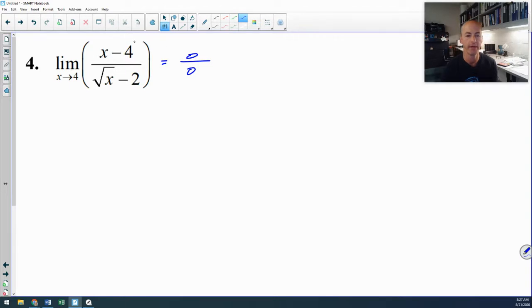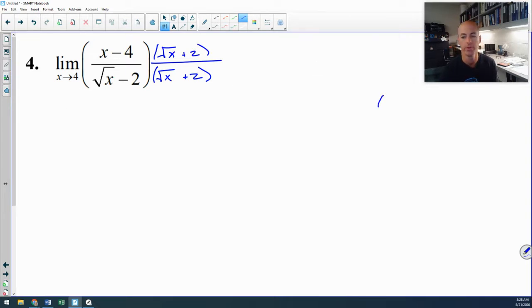Something's going to cancel. But this time, factoring is not an easy solution. It actually can be done, and I'll show you really quickly, maybe sometime later, how to do that. But this one has a square root term in the denominator. And so what I'm going to do is rationalize my denominator by using the conjugate. So I'm going to use root x plus 2 on top, root x plus 2. And I'm going to only multiply out the denominator.